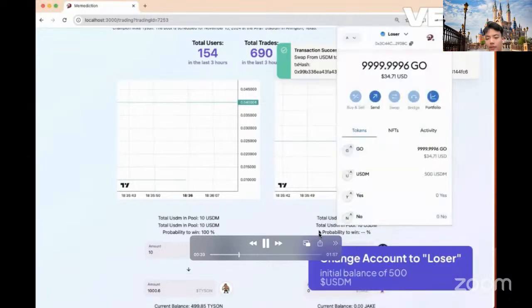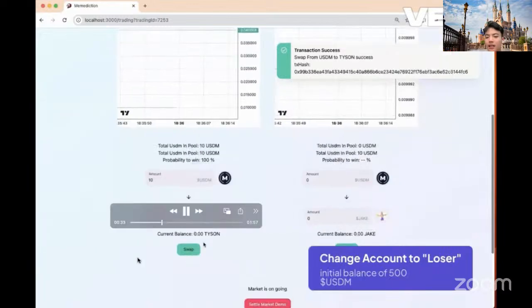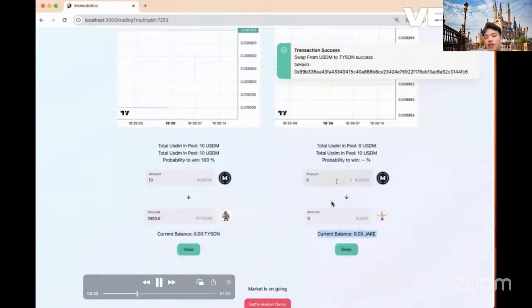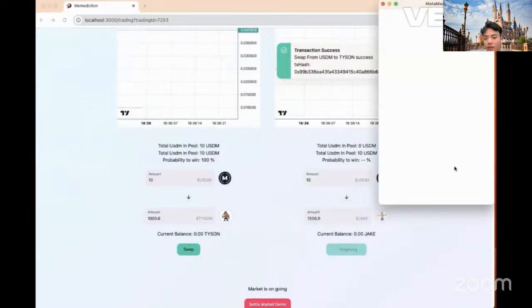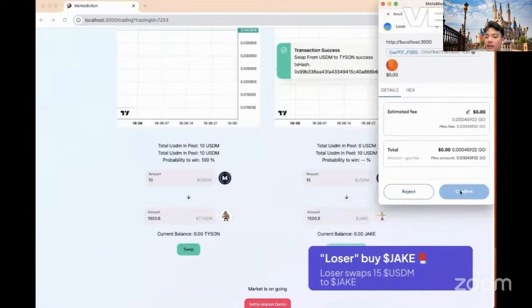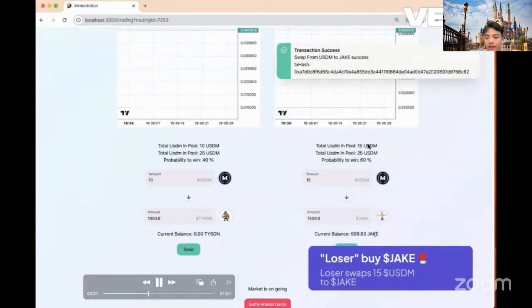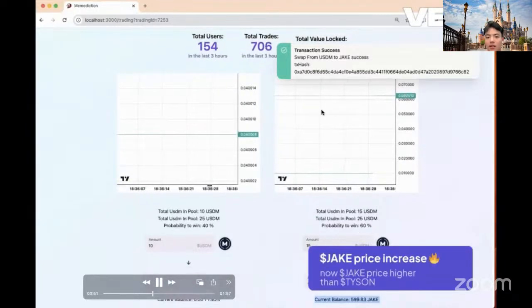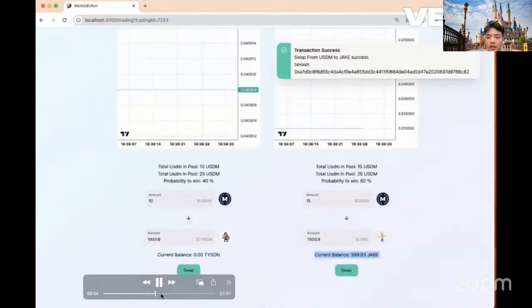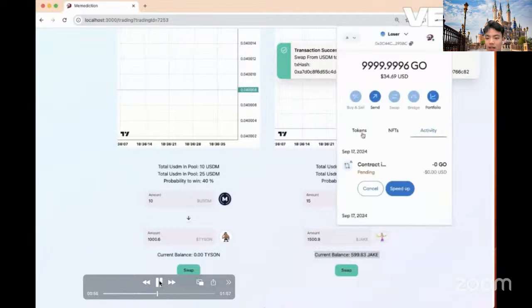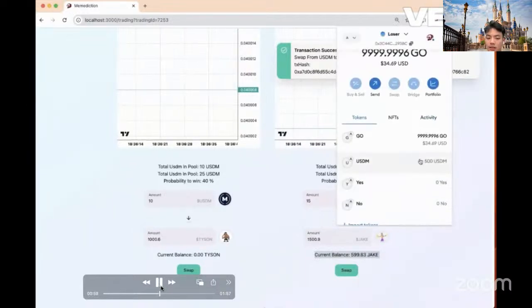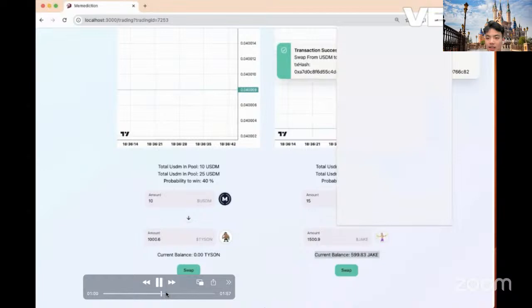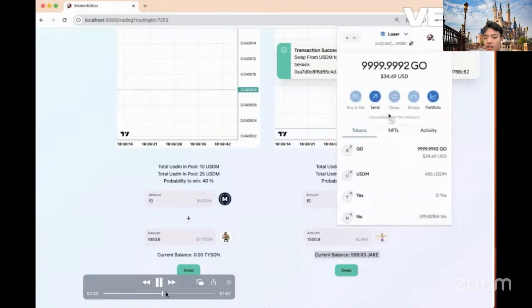Okay, now let's look at the losing side, or trader B. Let's focus on the Jake token, which will be losing here. The trader puts in how much they want to buy in Jake tokens, and then they start buying. They swap 15 USDM for Jake, so now they have about 600 Jake tokens and the price goes up. Then we can see on MetaMask that the transaction is done. We can see the USDM decreasing and the token balance increasing.